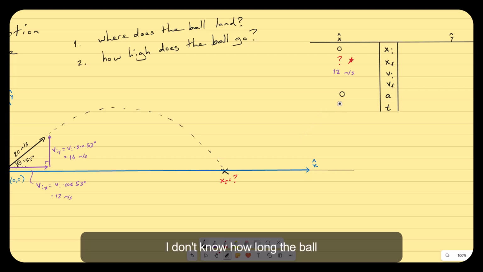I don't know how long the ball is in the air. I'm not asked to find it, so I'll label it with a question mark and recognize that I might not have to find it. My v final. If my acceleration is the rate of change of velocity and my acceleration is 0, then that means my v final is going to be equal to my v initial, so that's going to be 12 meters per second.